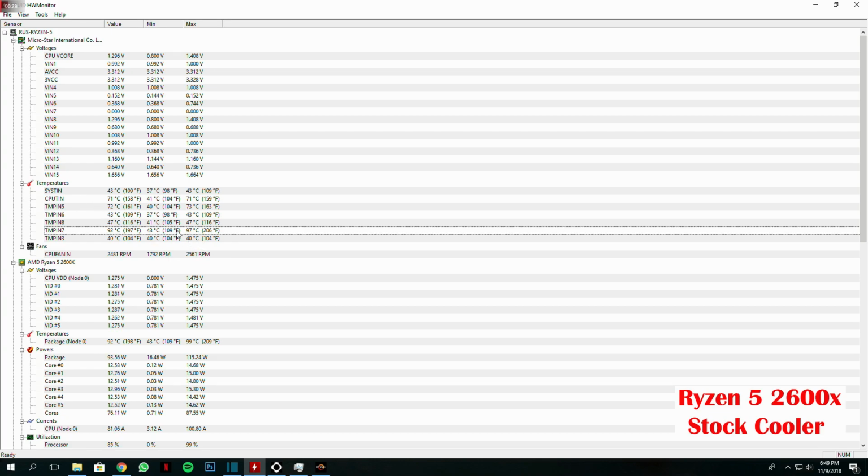So I'm using Shotcut and then I export the video. You can see I can reach up to 90 degrees. This one is a Ryzen 2600X with a stock cooler. So the temperature is actually very high.